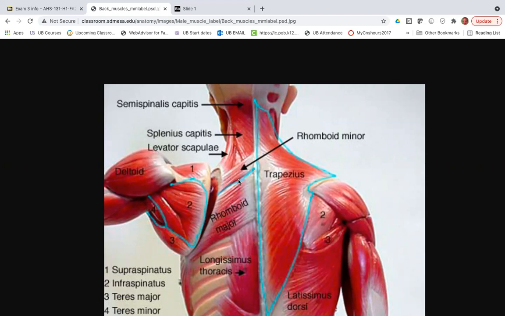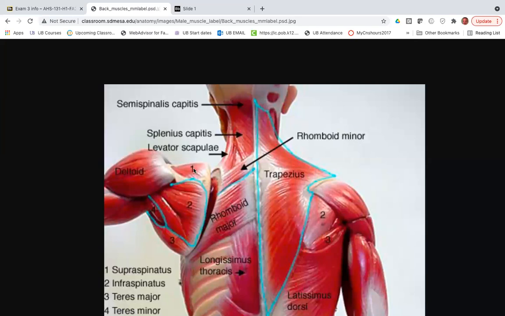Here's your rhomboid minor, rhomboid major. Rhomboid minor is C7 to T1 spinous process to the medial border of the scapula. Rhomboid major, T2, T3, T4, T5, also to the vertebral border of the scapula. Here's your spine of the scapula, which will separate the supraspinatus from the infraspinatus muscle.